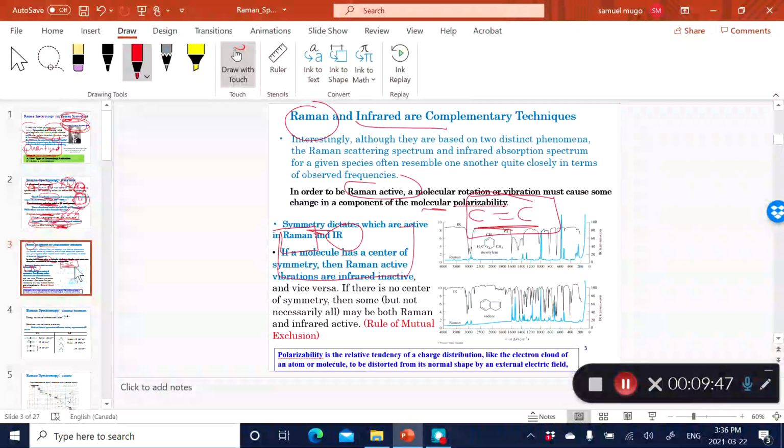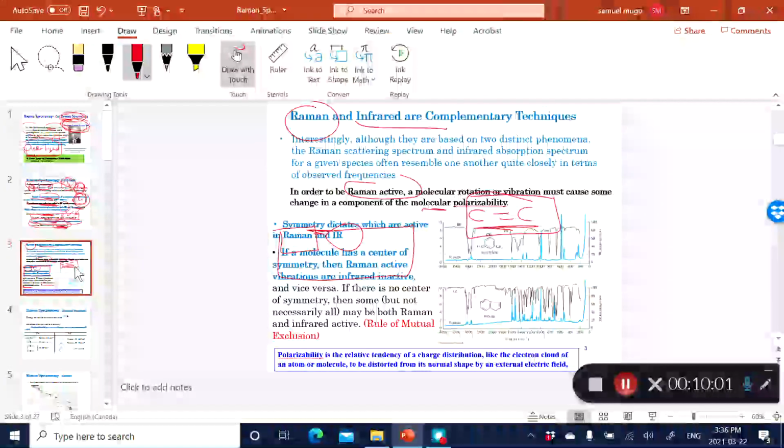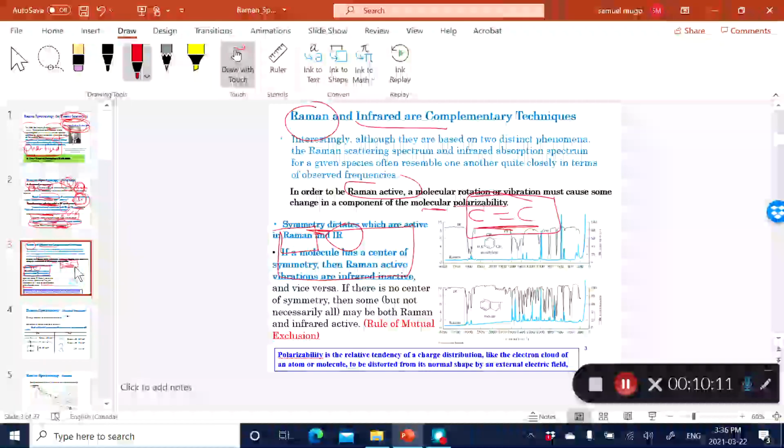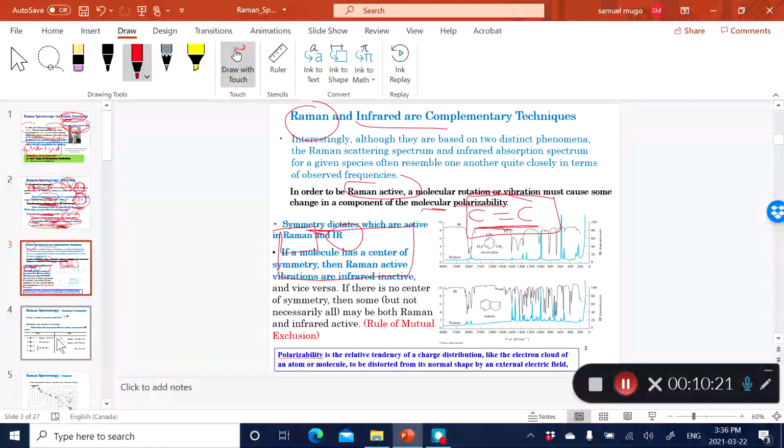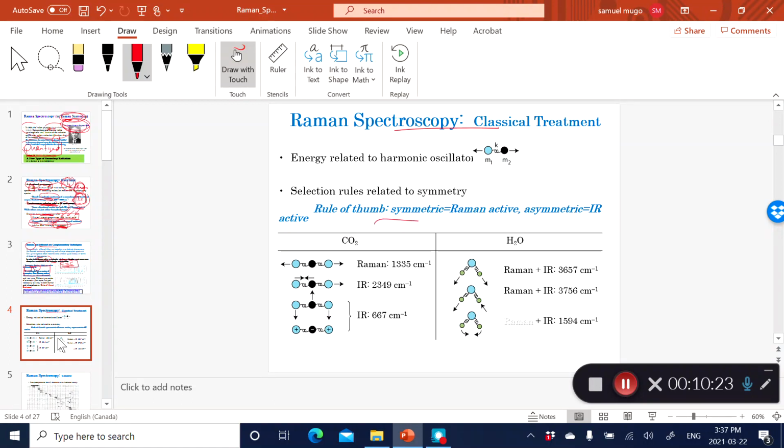As I've said, the rule of mutual exclusion is that IR active compounds in general are asymmetrical, whereas the Raman spectroscopic technique is very sensitive towards functional groups that are symmetrical. And again, symmetrical compounds tend to be less IR active. As such, it is a complementary technique. As a rule of thumb, symmetrical compounds or functional groups tend to be Raman active, whereas asymmetric ones tend to be IR active.